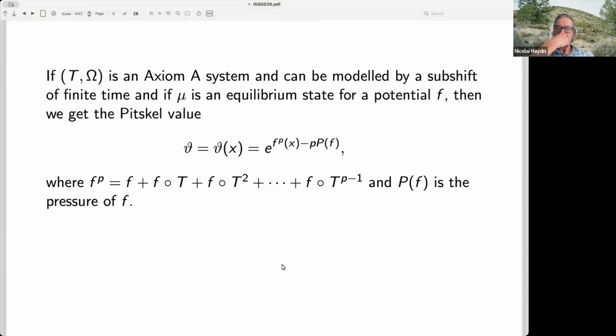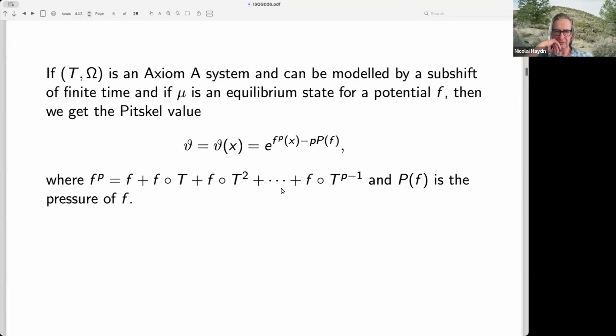Pitskel back then, computed for Axiom A systems in 1990, and got a value for theta, which I call the Pitskel value. If you have a potential, then you get this number here. And this works quite well, say for one-dimensional maps. One can get this also for one-dimensional maps. So this capital P is the pressure, this kind of an average value. One has to take it out. So this pressure of what's up there should be 0. So this is a normalizing term. And one gets essentially these expansion rates along the orbit. That's what one picks up.